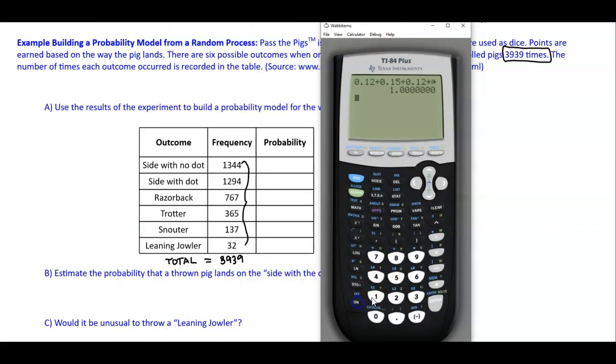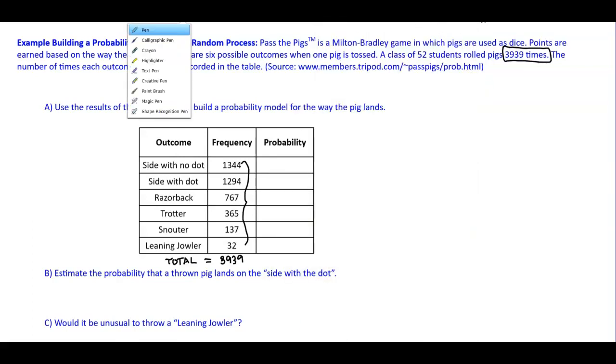Okay, we're going to add up our frequencies. So 1344 plus 1294 plus 767 plus 365 plus 137 plus 32, and that gives us 3,939. So what does that tell us? Again, that tells us that the total in our frequency is 3,939. Okay? Now, we want to build a probability model, so we're going to create a new column called probability.